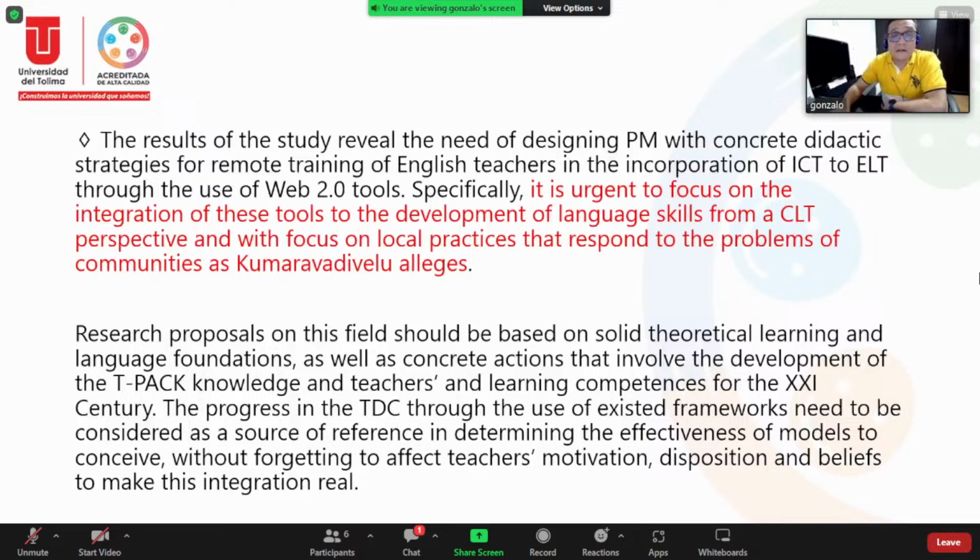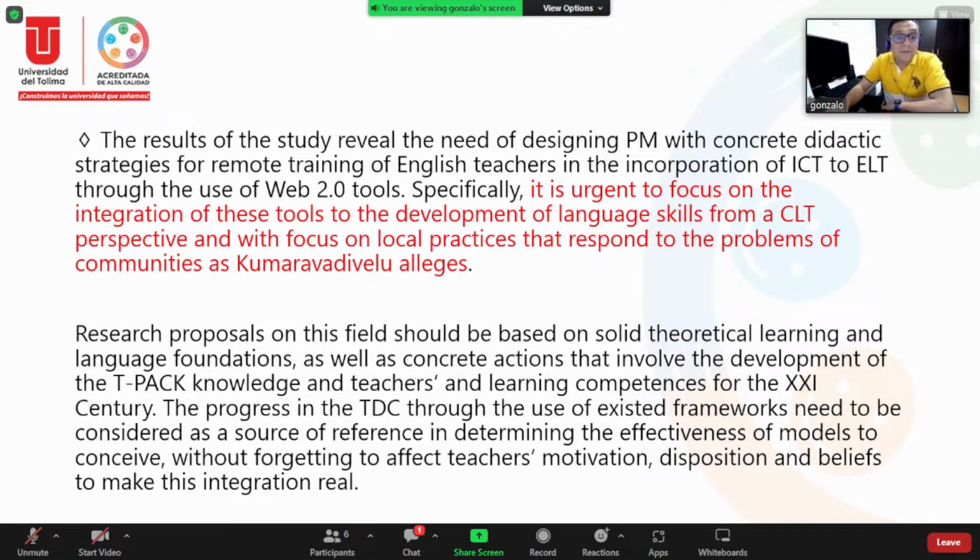And these are the final conclusions. I highlighted this idea that it's urgent to focus on the integration of pedagogical tools into the development of language skills from a community language teaching perspective. And we have to focus on practices that respond to the problems of communities, as Kumaravadivelu alleges. Research proposals in this field should be based on solid theoretical learning and language foundations, on concrete actions that involve the development of deep knowledge and teachers' and learners' competences for the 21st century.